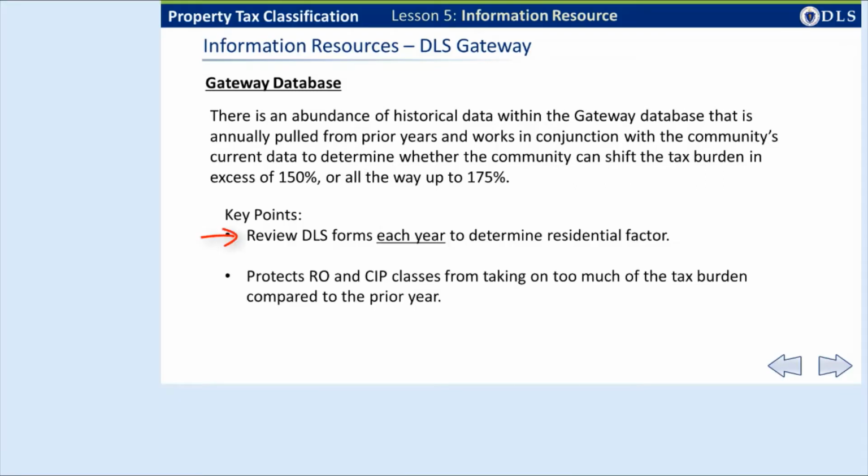It is necessary to review the DLS forms each year to determine the factor that can be used in your community. The purpose of these easy-to-use forms is to protect the residential and open space, or RO classes, and the commercial, industrial, and personal property, or CIP classes, from taking on too much of the tax burden compared to the prior year.